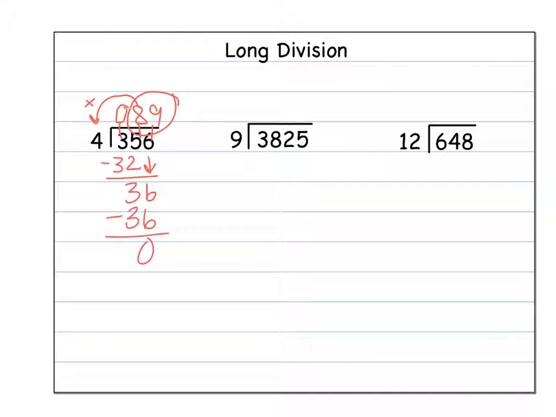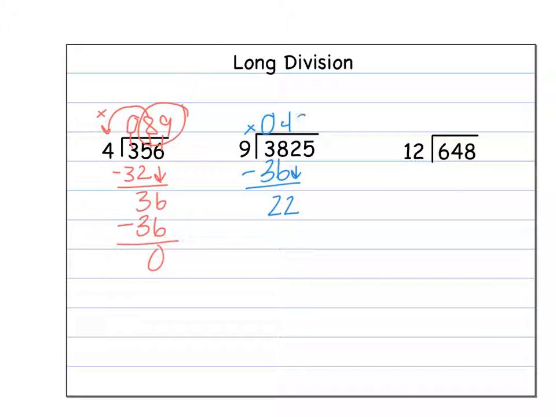So again, we look at the 9. We ask ourselves, can it go into 3? And it cannot, so I put a 0. Then, how many times can 9 go into 38? Well, it can go in there 4 times without going over. And then again, we multiply 4 times 9, which is 36. And then we subtract 38 minus 36, which is 2. Bring down the next number. Then how many times can 9 go into 22 without going over? Well, it can go in there twice.